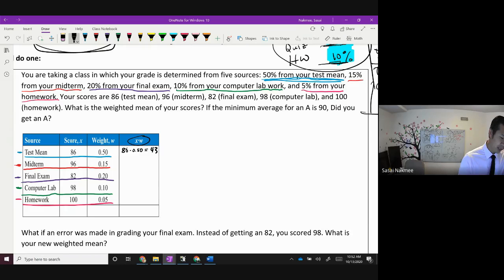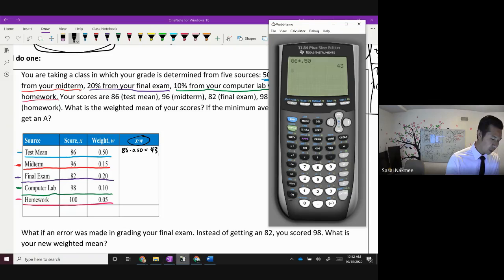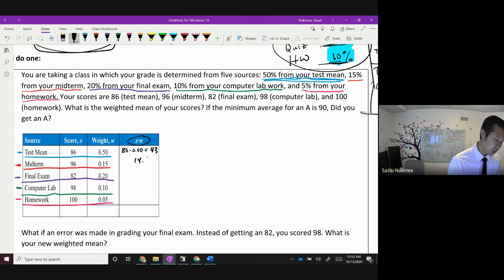And that's how I filled out this chart. You just take that number and you multiply it. So I'm going to do it for the next one as well. Right, I'm going to go down here, 96 times 0.15, 96 times 0.15. And that's going to give me 14.4. Okay, keep going.